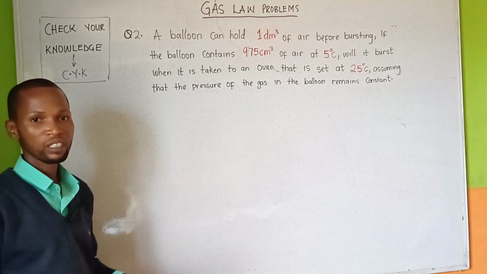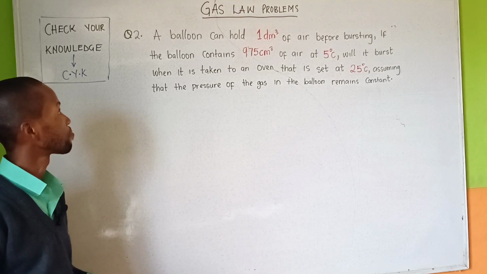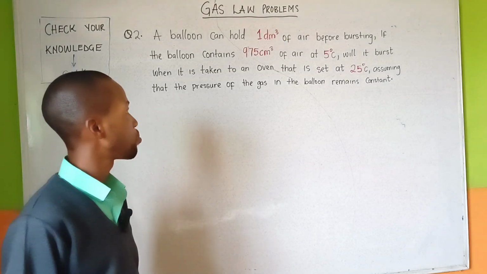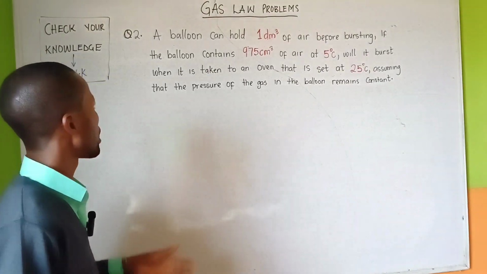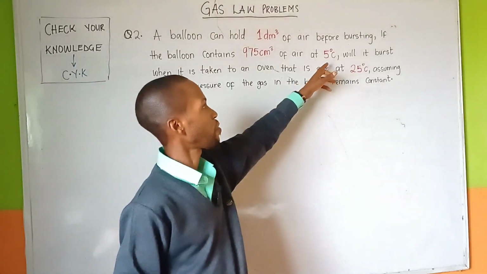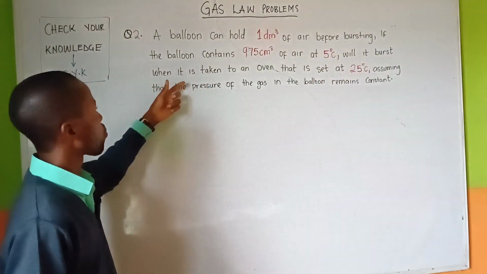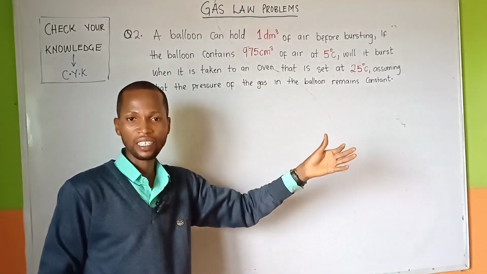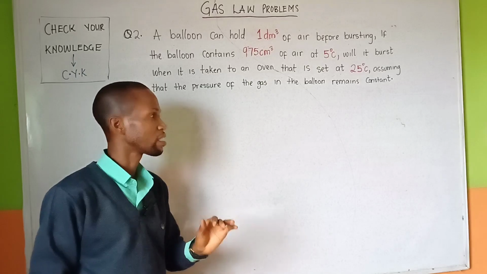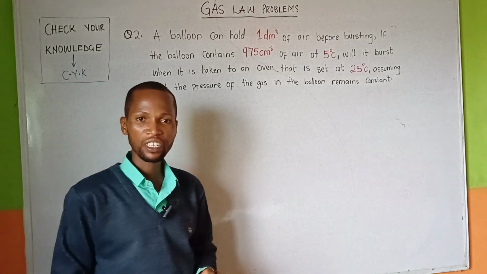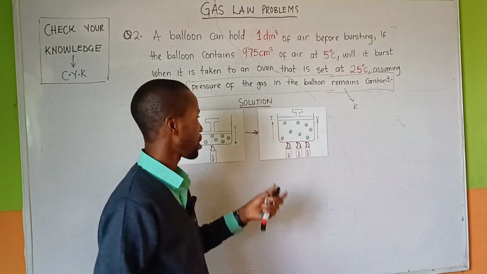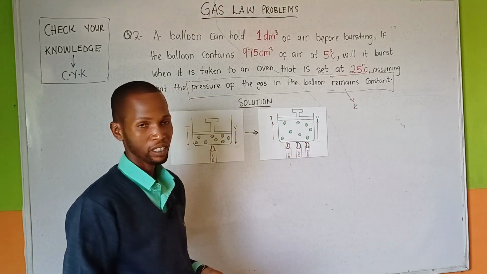On our CYK, we are going to be considering another question on gas law problem. We have the question: a balloon can hold 1 dm cube of air before bursting. If the balloon contains 975 cm cube of air at 5 degrees Celsius, will it burst when it is taken to an oven that is set at 25 degrees Celsius, assuming that the pressure of the gas in the balloon remains constant? I would like you to pause the video and try to attempt the question now. Now let's confirm if your answer is correct for this question.